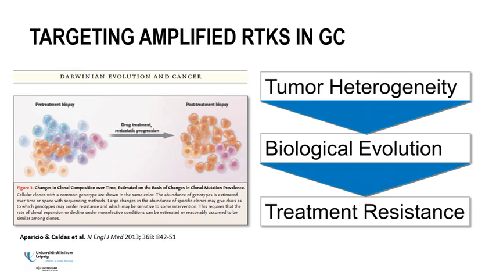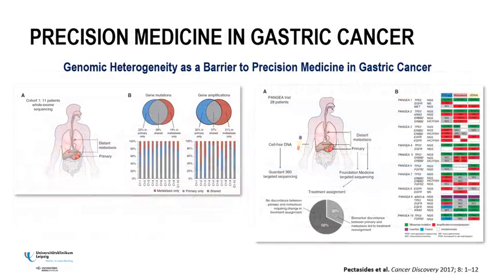We are really dealing here with the phenomenon of tumor heterogeneity and biological evolution during drug treatment in the sense of Darwinian evolution. The result of that is resistance against targeted treatment. Genomic heterogeneity truly is a barrier to precision medicine in gastric cancer.